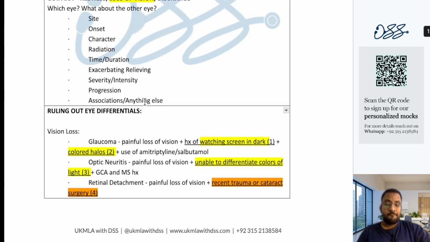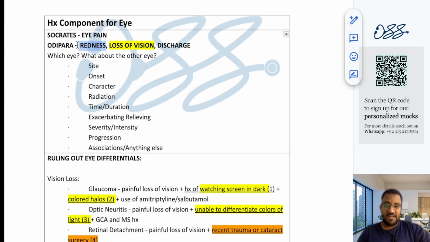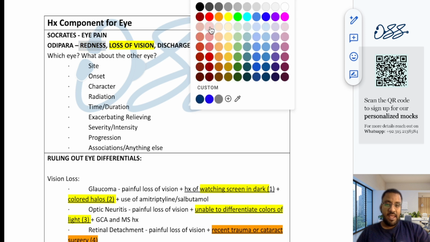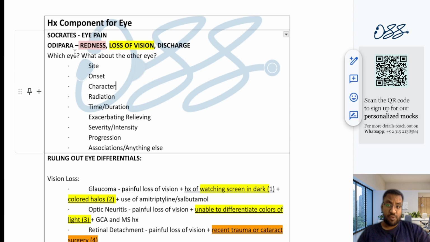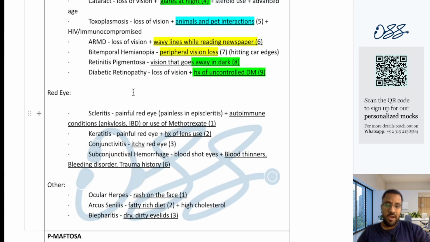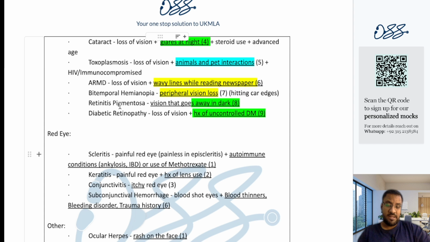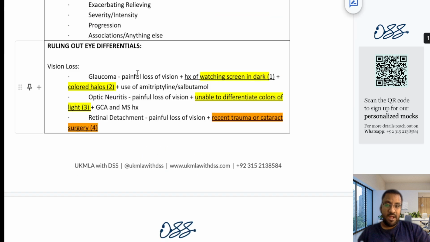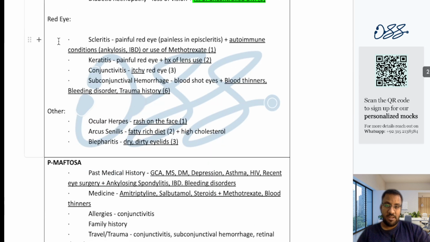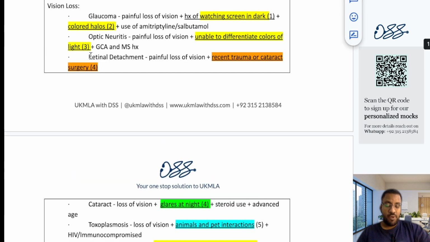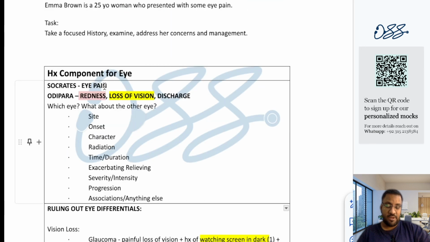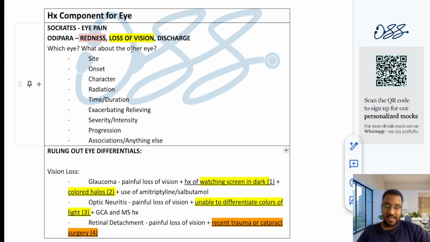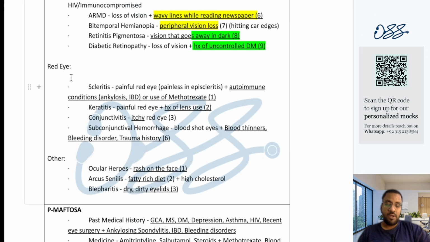vision loss. But there is a possibility that the patient may present to you with redness in the eye. In that particular case, you are just going to do the SOCRATES, and you have to ask about that. Apart from the redness in the eye, do you have any vision loss? So make sure that even though the presenting complaint is just redness, you ask about these symptoms as well. For example, is there any loss of vision? By any chance, do you have any discharge? And by any chance, do you have any pain in the eye? After you are done asking these three questions, then come to rule out the differentials of red eye.